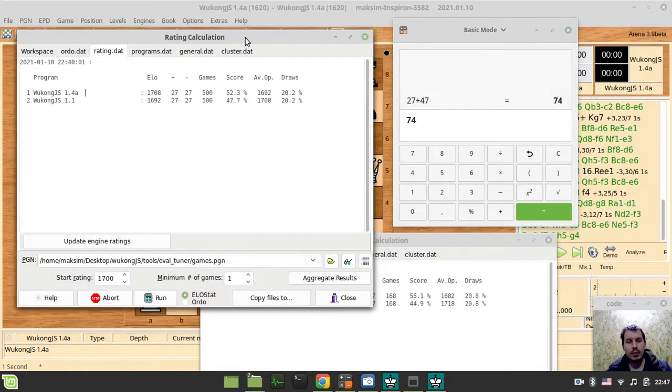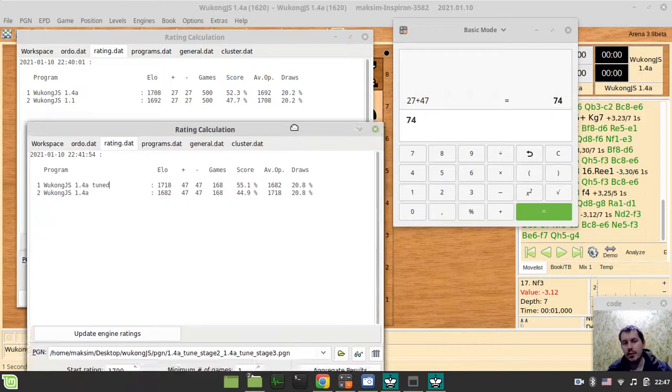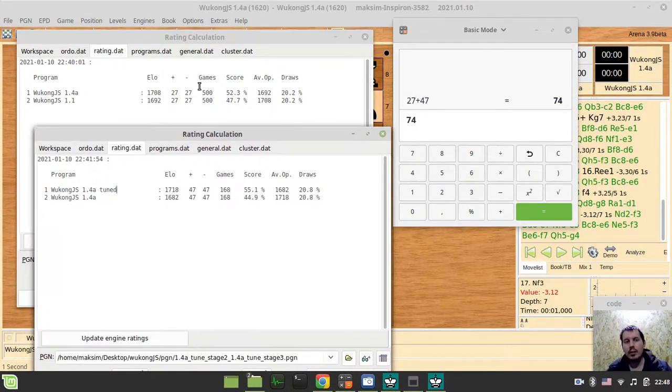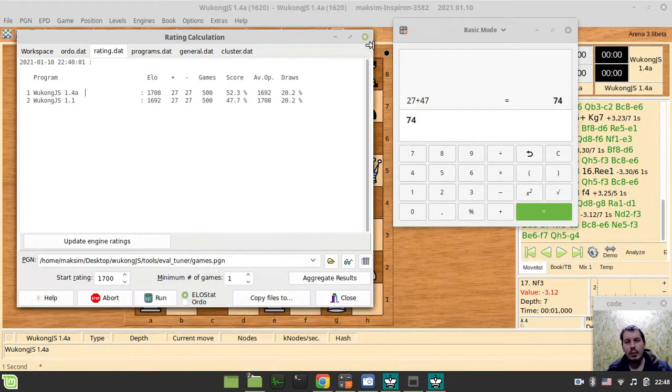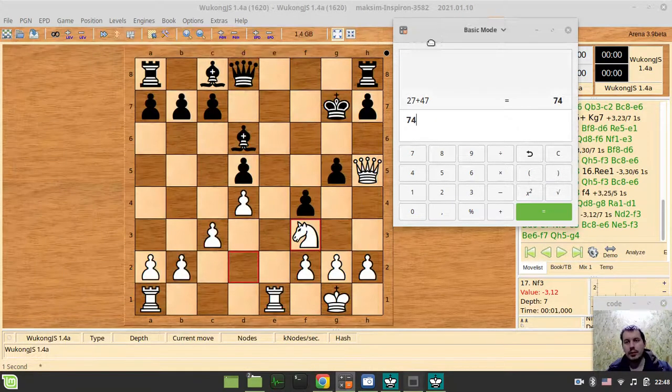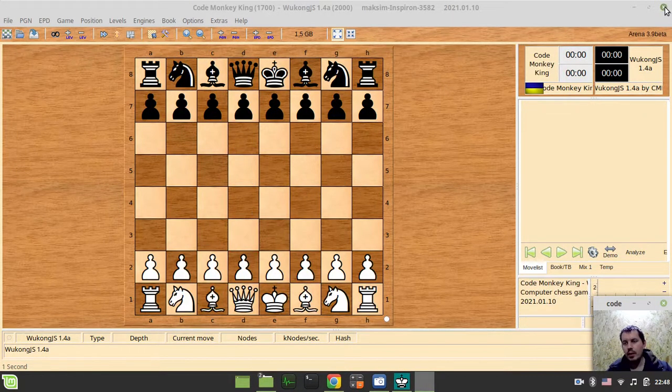Yeah, what else? Now I have all these games, and I'll post the links to the games in the description below the video, so you would be able to run this either within Arena or your own tool to calculate Elo rating from the PGN file, just to reproduce the steps I've been doing here. But anyway, as it's quite clear regarding the results, I just want to close the Arena.